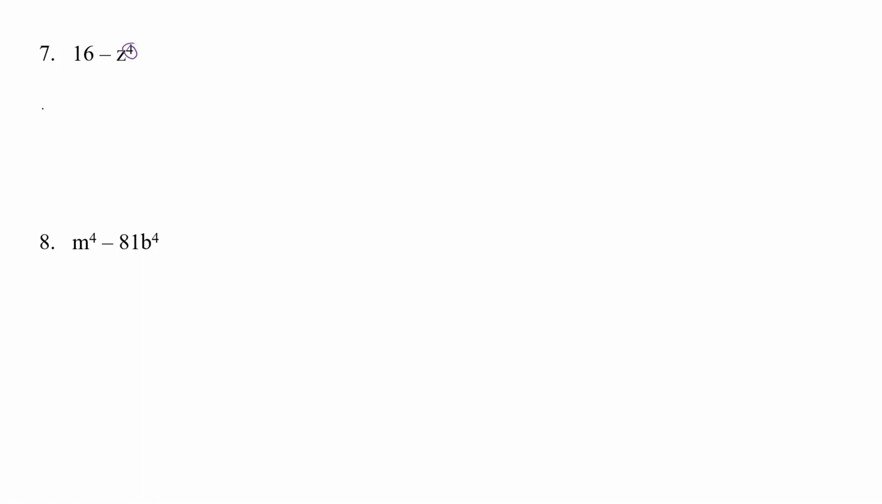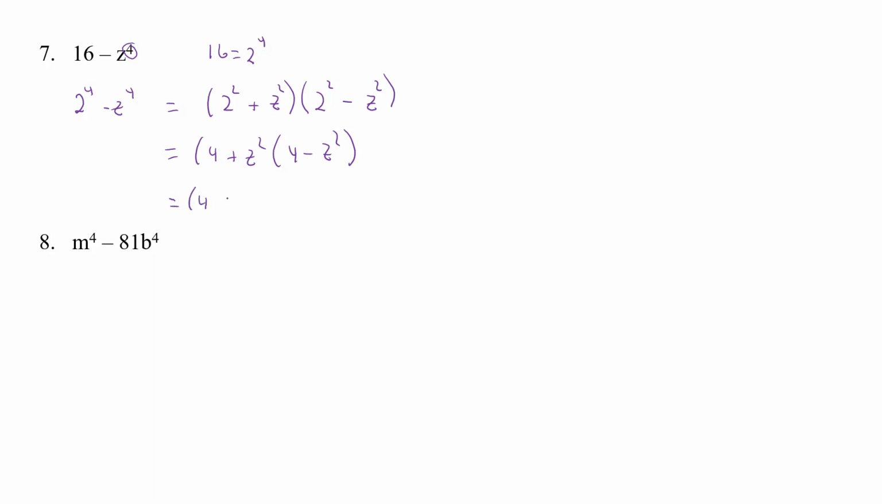Well, what is 16? Well, 16, if we write that out, is 2 to the fourth. So I've got 2 to the fourth minus z to the fourth. Well, that's going to be 2 squared plus z squared times 2 squared minus z squared. Well, this is just 4 plus z squared times 4 minus z squared. But in this form, I recognize that's a difference of squares. And so I have 4 plus z squared, and then I have 2 plus z, 2 minus z. And then that would be my factored form.